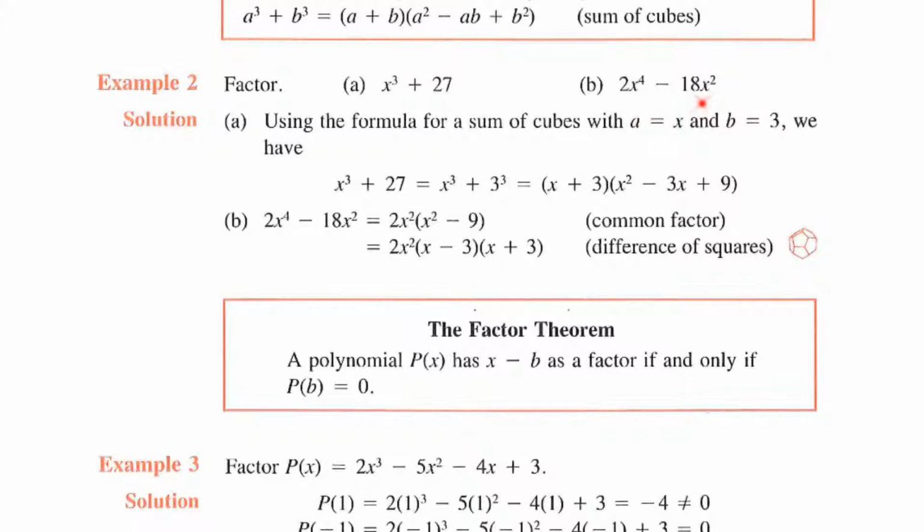Factor 2x⁴ - 18x². 2x² is a common factor, so it can be written as 2x²(x² - 9). Then we use the difference of squares, and we write it as 2x²(x - 3)(x + 3).